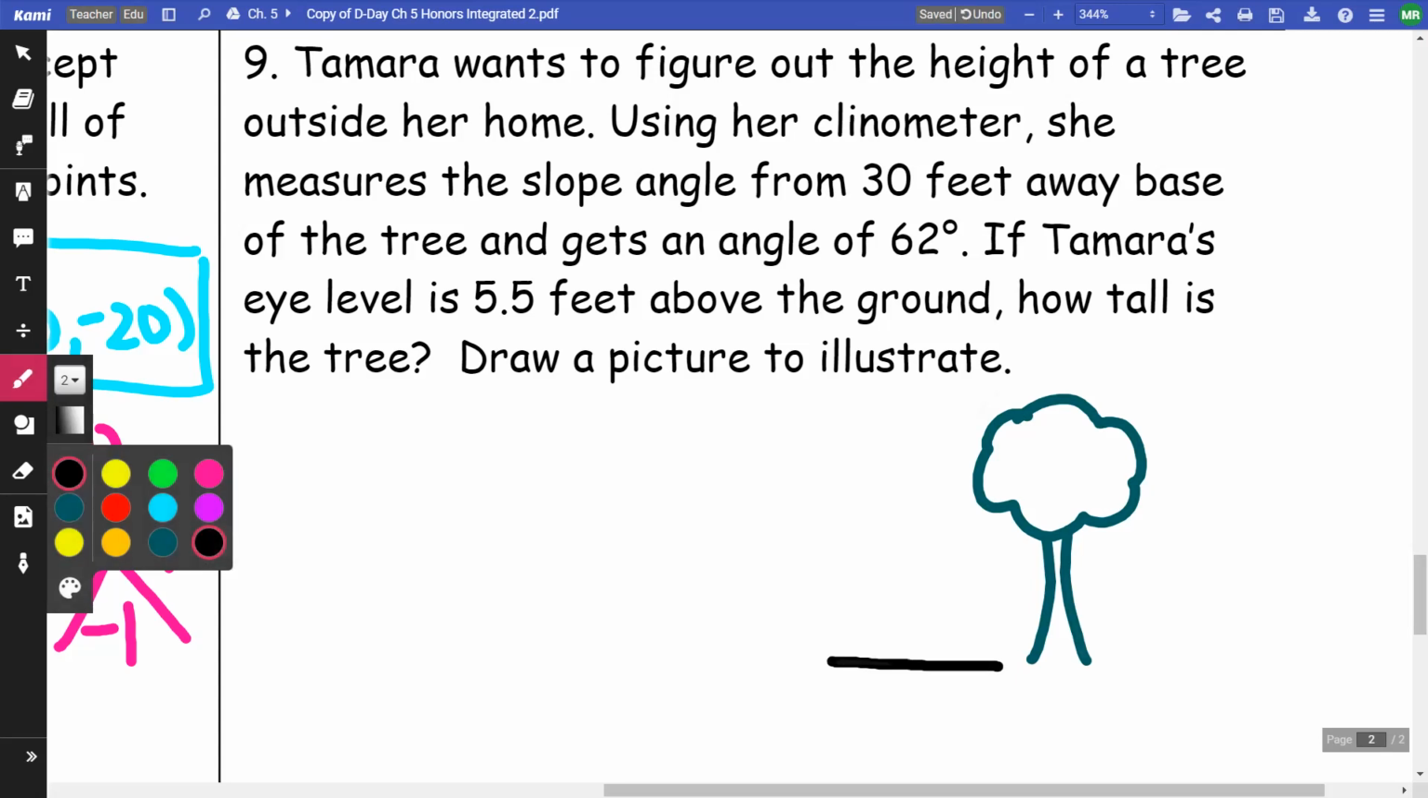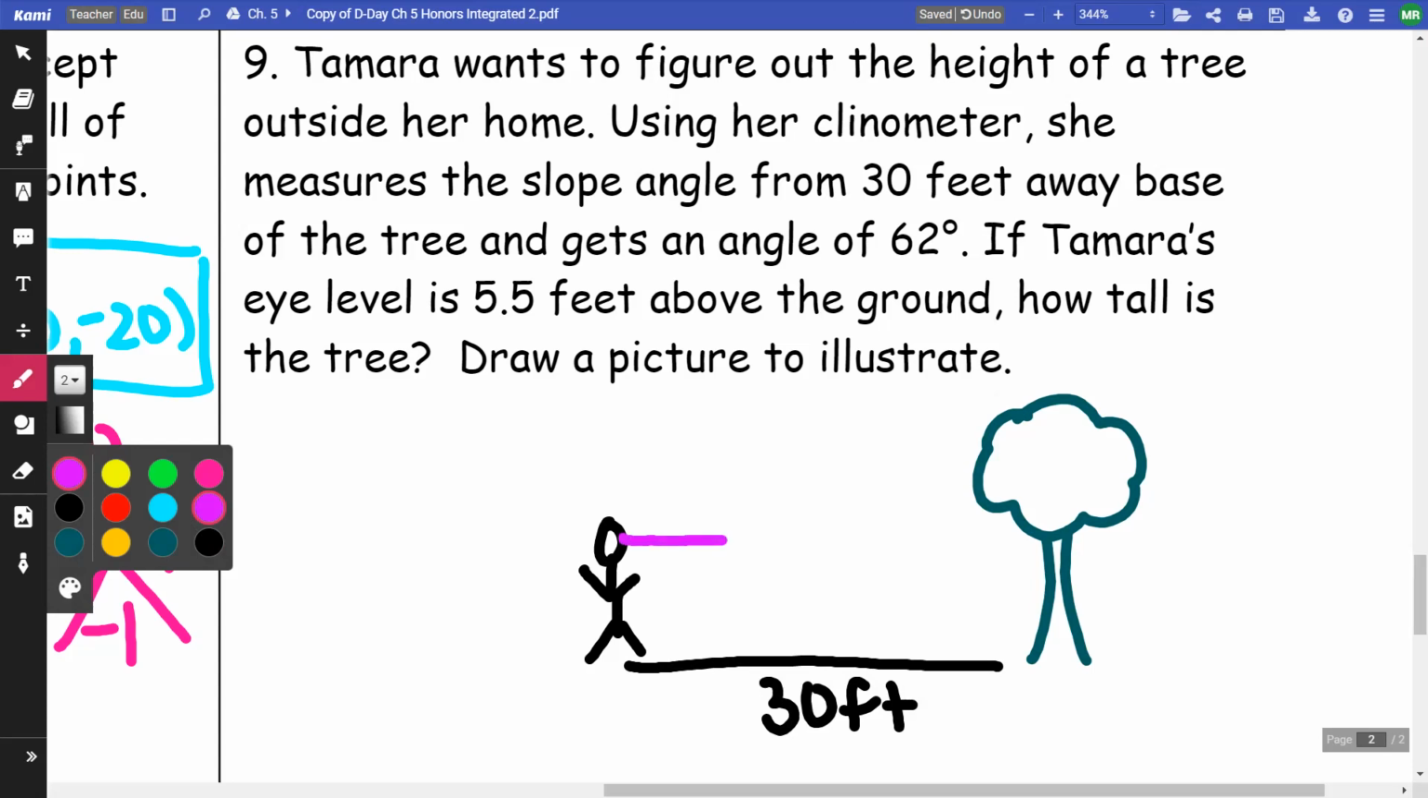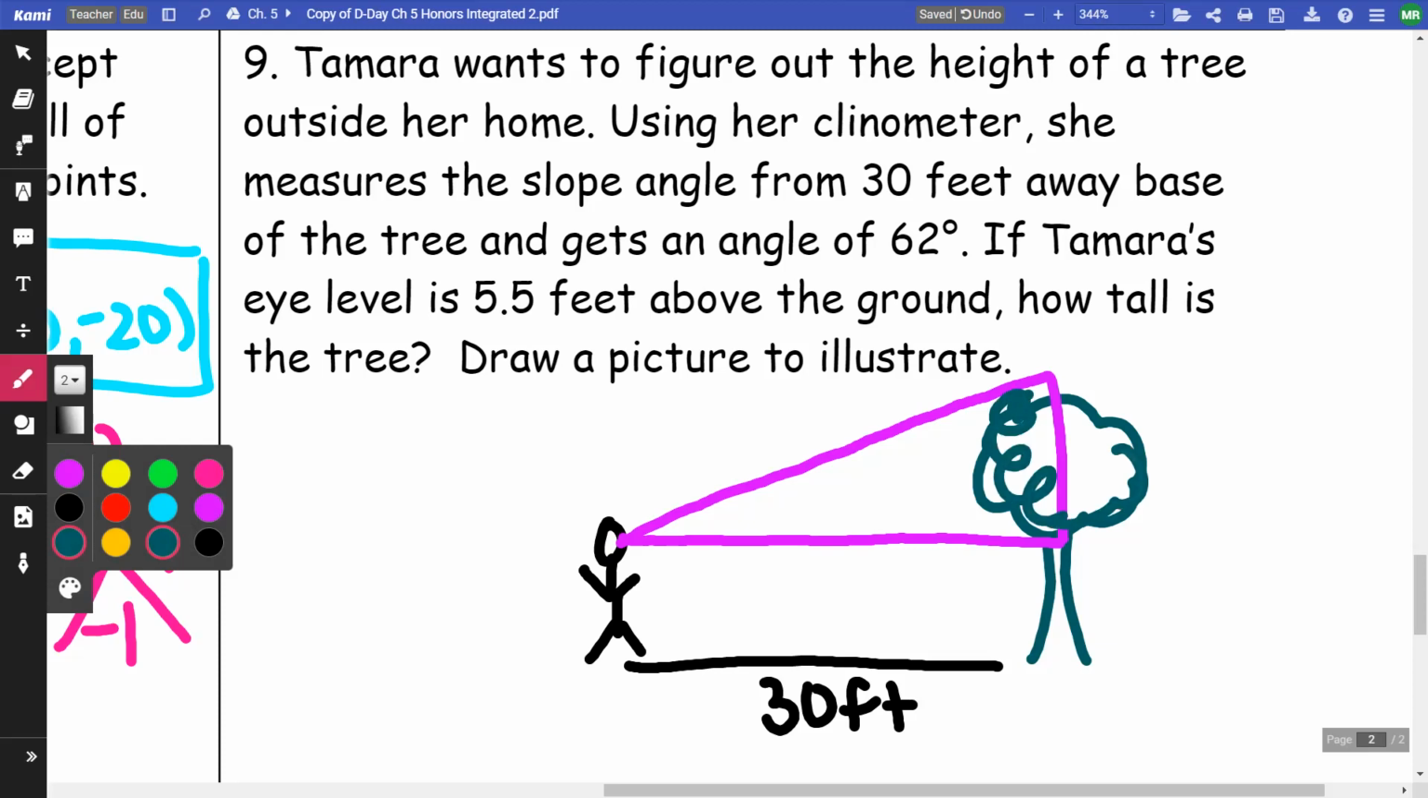And if we go 30 feet away from the base of the tree, she is standing here using her clinometer to measure the height of the tree. So if she's looking straight here and then to the top of this tree, and again, this tree is all the way to the top of it.